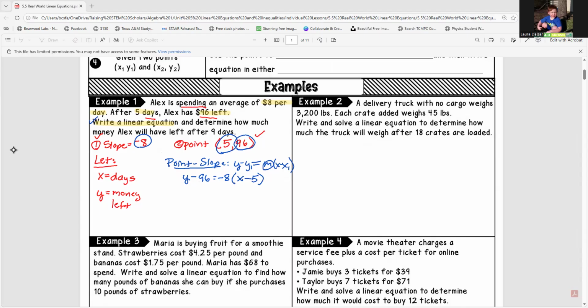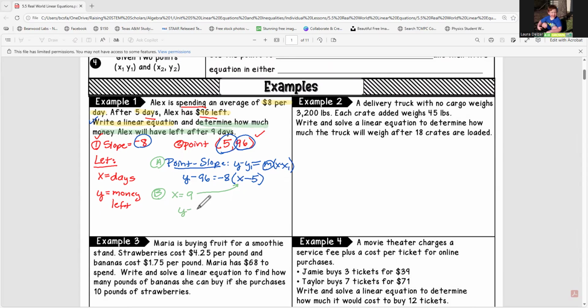But there is a second component to this. They want us to go on and find out how much money Alex will have left after 9 days. Okay, so that is like a part B to that. So part A was this. We found our equation. And then part B, after 9 days, this is going to be when x is equal to 9. We're asking how much money is left over. So we're going to plug that in. So we're going to take that 9. We're just going to plug it in right here.